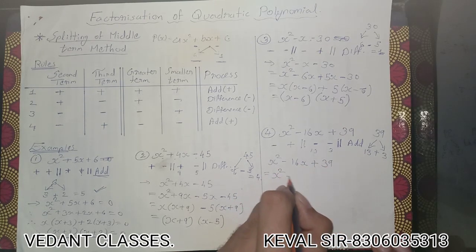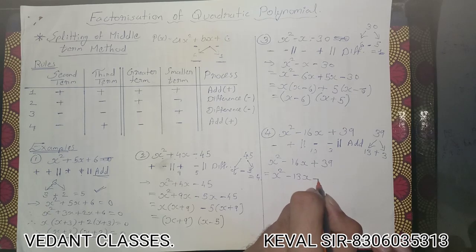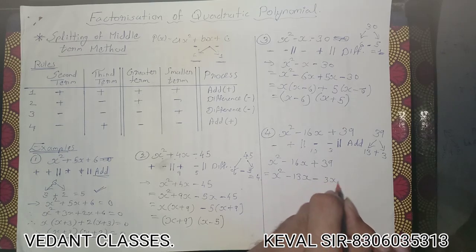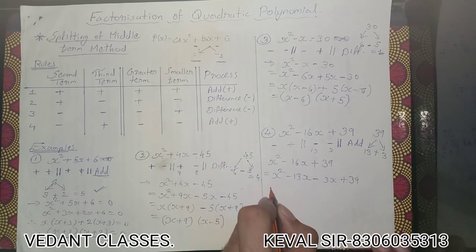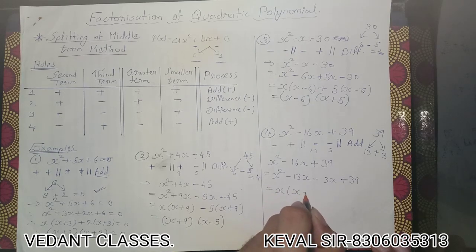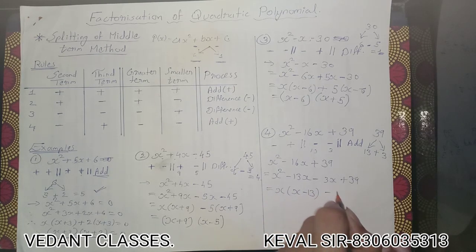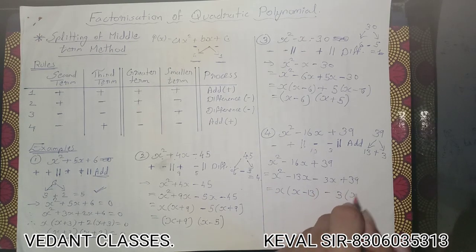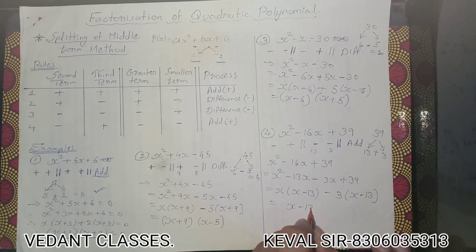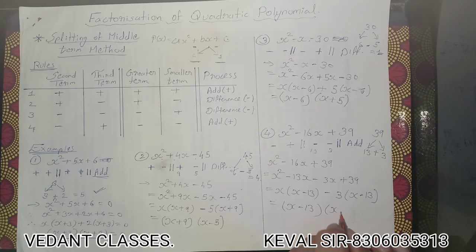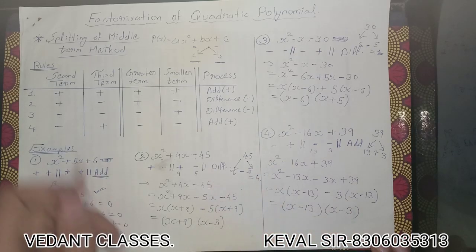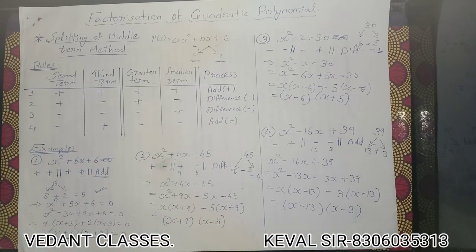This will be x square minus 13x minus 3x plus 39. So you can take x common, so this will be x minus 13. You can take minus 3 common, this will be x minus 13. So here your required factors will be x minus 13 and x minus 3. So okay, this is how you can apply the rules, and you can easily find out the factors.